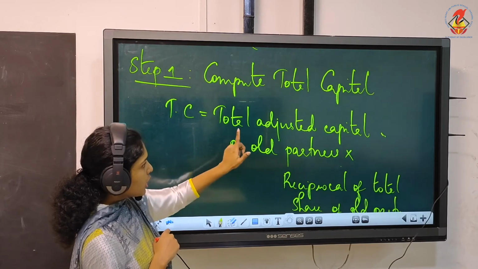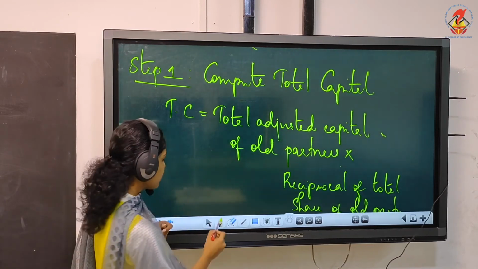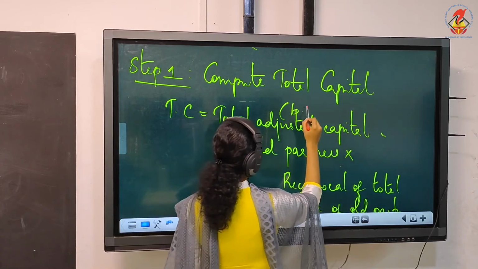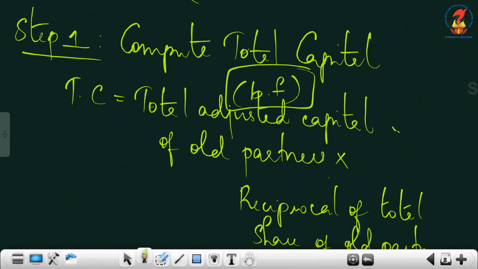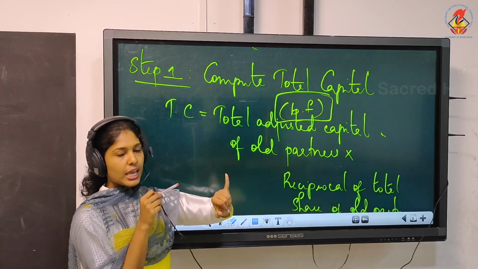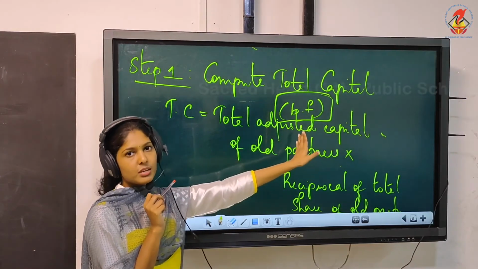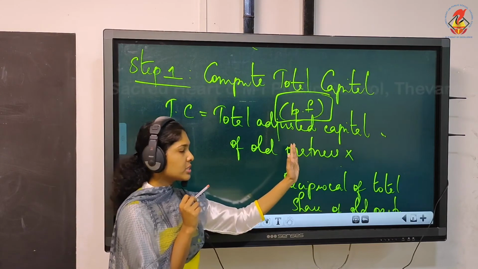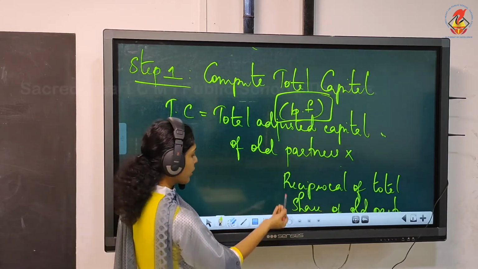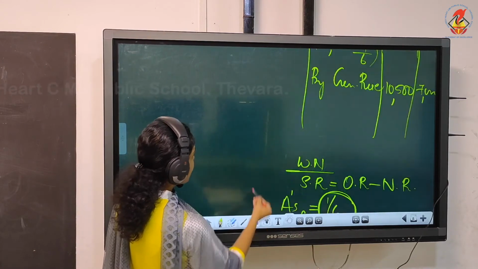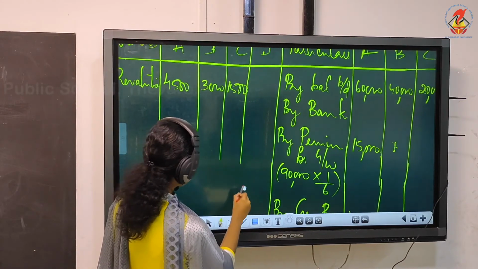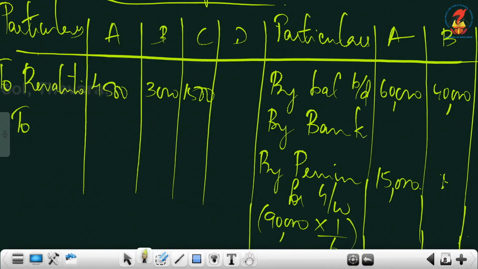Total capital is equal to the total adjusted capital of old partners, means the balancing figures of old partners. A, B and C are the three old partners. You have to take the balancing figures now. Those balancing figures are called adjusted capitals. So balancing figure, as usual, you have to compute. In the previous method, we didn't write the balancing figure as balance carried down, but in this method you can write the balancing figure as usual as balance carried down. There is no change. Just compute the balancing figure. It is 81, 44 and 22.